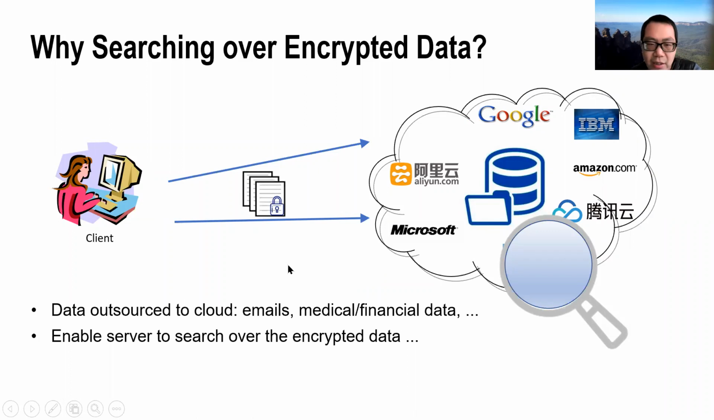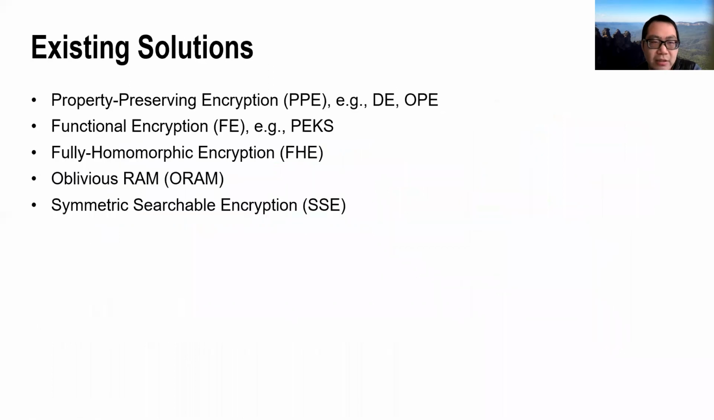However, this will seriously hinder the utility of the data. For example, the server will then be unable to perform search for us. So another question is that, is it possible for us to encrypt our data locally while enabling the server to search over the encrypted data? Sure, different methods have been proposed to accomplish this task. The existing solutions include the property-preserving encryption-based solution, fully homomorphic encryption-based solution. Also, we can achieve this goal by using oblivious RAM or symmetric searchable encryption.